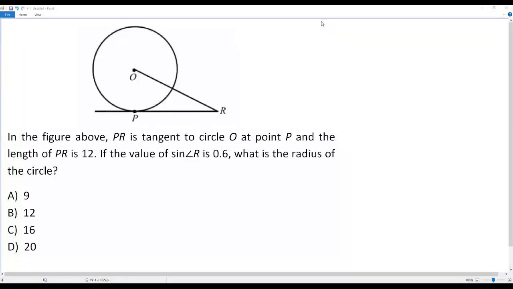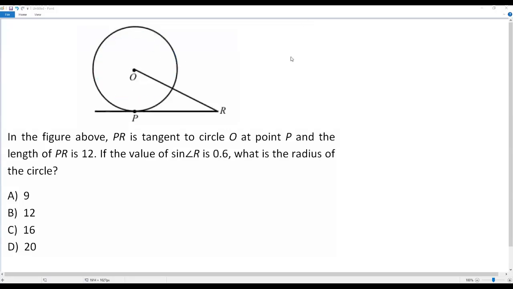Here we have a SAT math problem. Okay, let's go to the question. In the figure above, PR is tangent to circle O at point P and the length of PR is 12. If the value of sine R is 0.6, what is the radius of the circle? Using the given information, we have to find the radius of this circle.